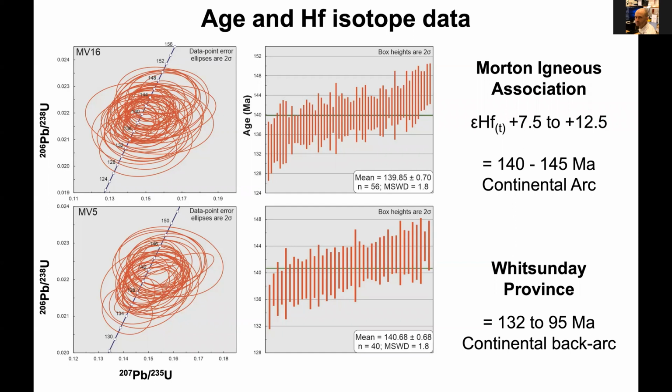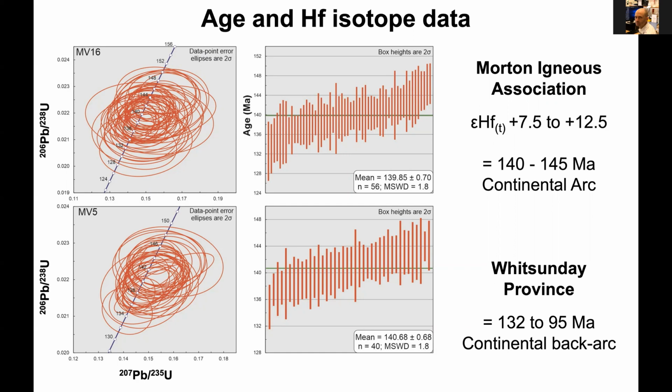Hafnium isotopes on these zircons give initial hafnium isotope signatures of +7 to +12, so very primitive values consistent with derivation of these magmas from a mantle source, irrespective of whether they're mafic or felsic. So fractional crystallization is an important process in the evolution of these rocks.